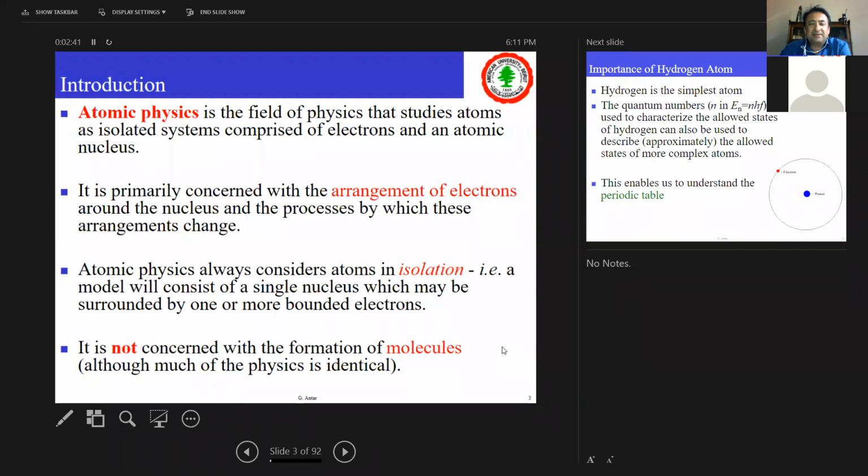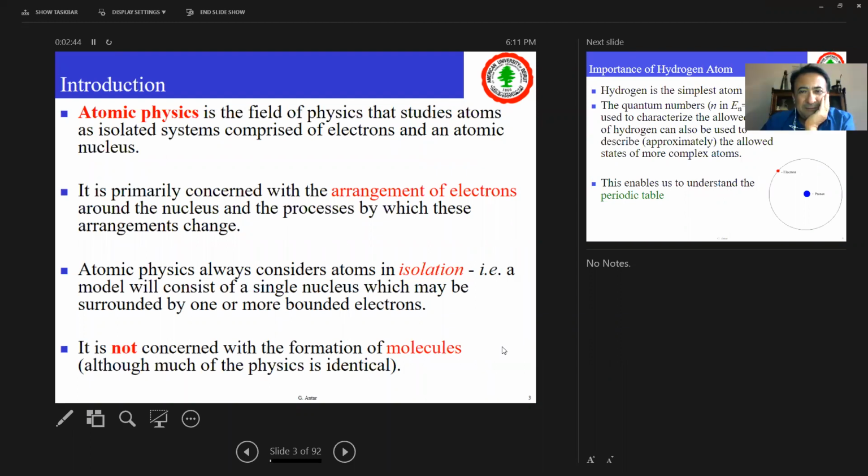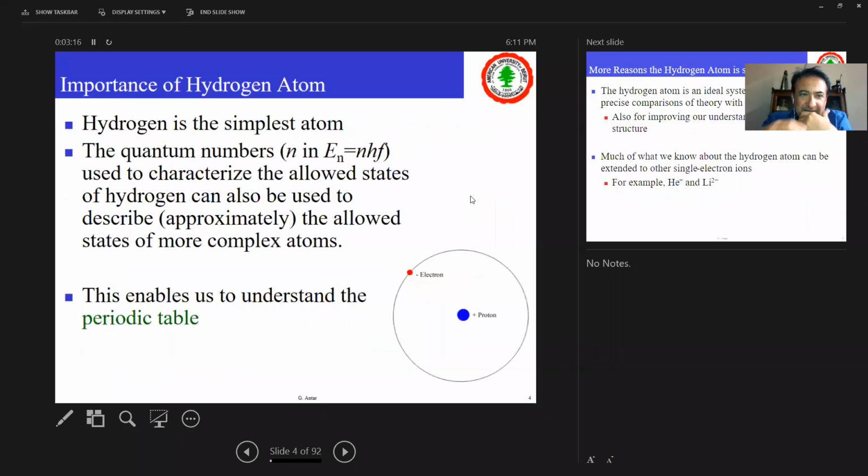So this chapter is basically about atomic physics. Atomic physics deals with the physics of the atom and the arrangements of the electrons around the protons. Hereafter we consider them as isolated atoms. So basically, we do not consider atoms interacting with each other, and consequently we are not going to be concerned with molecules, or basically more than one atom acting.